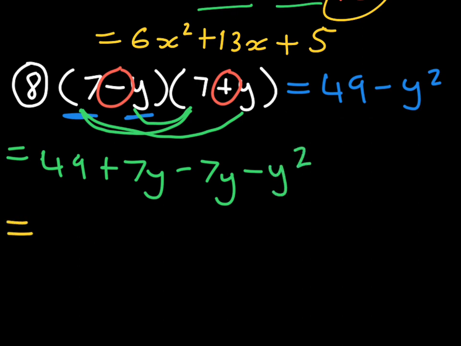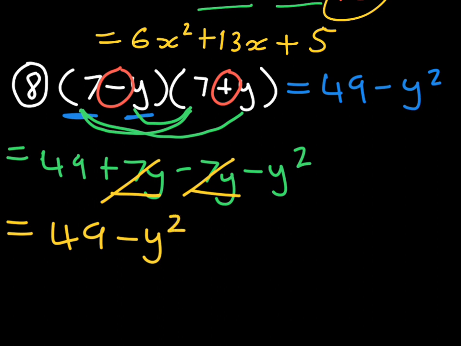Alright, we then look for our like terms and see that we've got plus 7y minus 7y. Plus 7 minus 7 gives us 0, so we can cancel these two terms out, which means that we are going to be left with 49 minus y squared. And would you look at that? That is exactly what our rule told us we were going to get. So that is our final answer for question number 8.